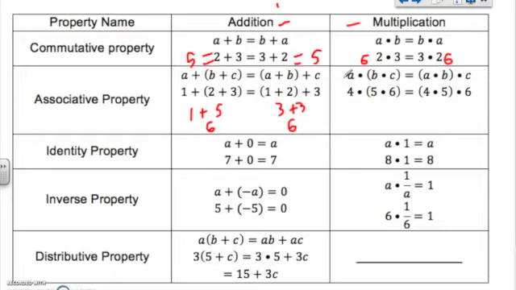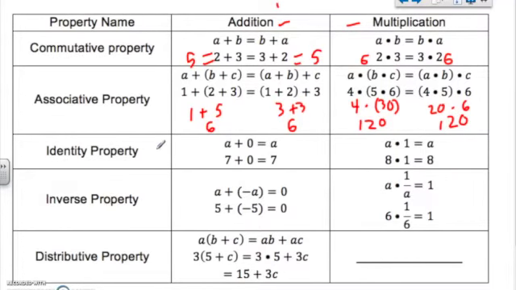Associative property of multiplication is very similar. We can group the multiplication together in different ways and get the same answer. So for example, the parentheses in this one tells me I would have to do 5 times 6 first, which gives us 30, and 4 times 30 is 120. If we do the same thing over here, 4 times 5 gives us 20, and 20 times 6 gives us 120. So that's the associative property.